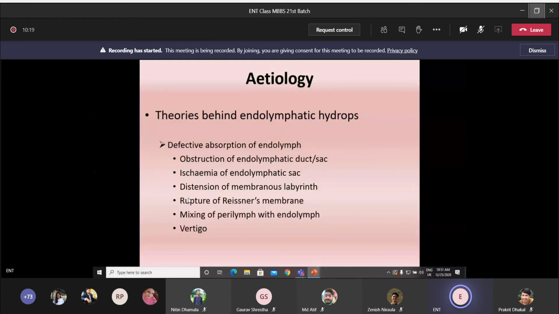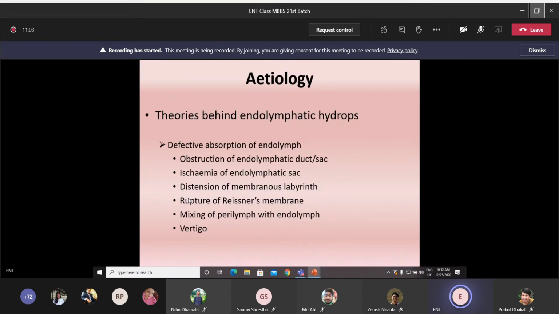Now, etiology. The exact etiology is not known, but there are various theories. One theory says there is a defective absorption of the endolymph. Why does it occur? Either there can be some anatomical problem, that is, obstruction of the endolymphatic duct or sac. There can be ischemia of the endolymphatic sac, so the absorption rate is not in balance. So this leads to distension of the membranous labyrinth. Like we said, there is a micro rupture in the Reissner's membrane, mixing, again leading to episodic vertigo.